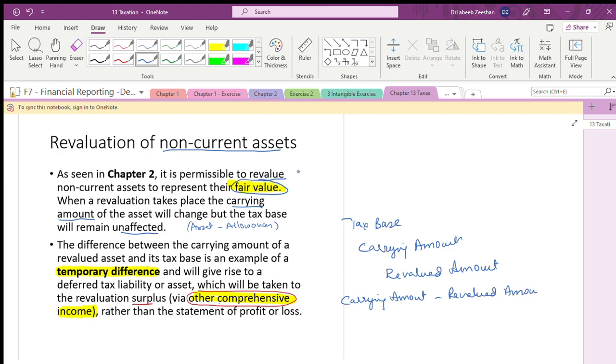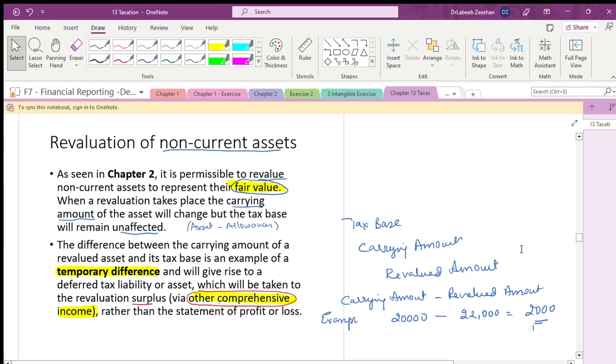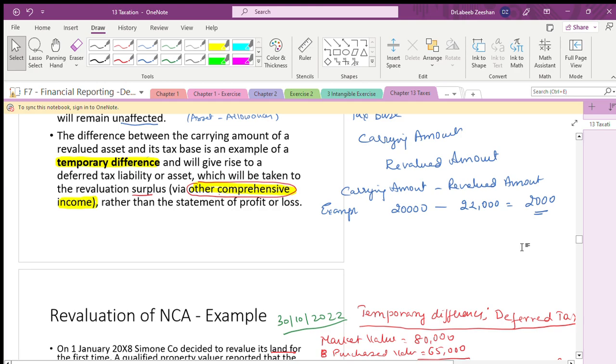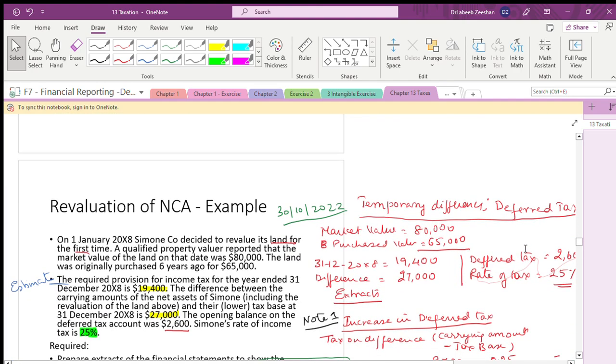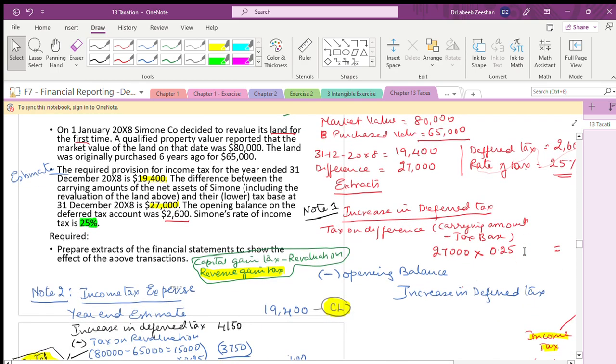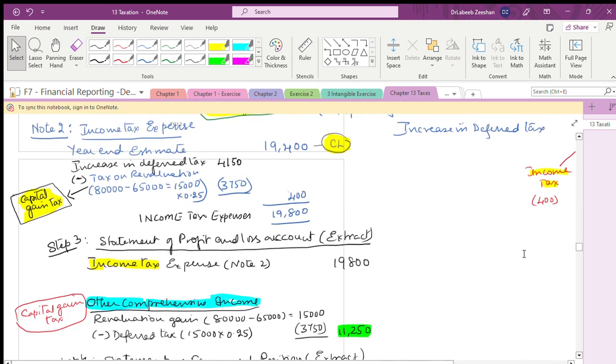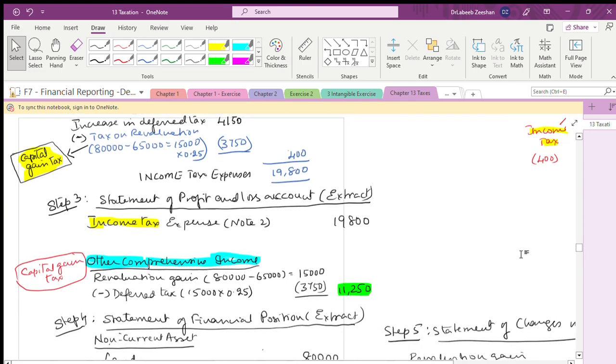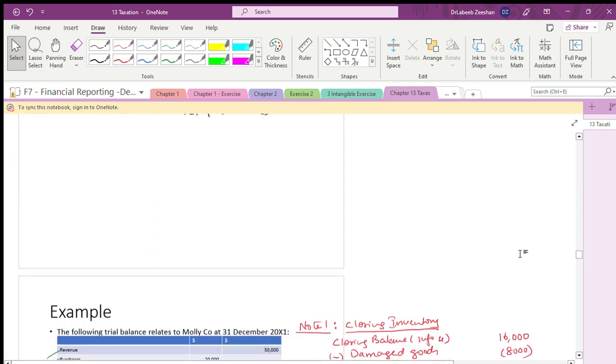Take, for example, a carrying amount of 20,000 and a revalued amount of 22,000. The temporary difference will be how much? 2,000. And for the 2,000 we have to pay tax at the current rate, only on the difference. This is one of the examples. You can refer to another video that I have posted specifically on taxation.